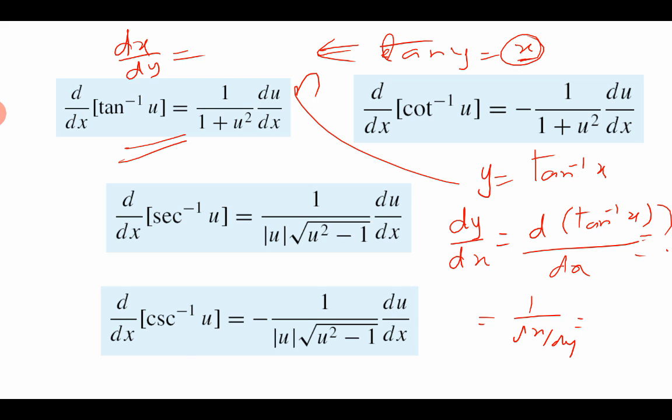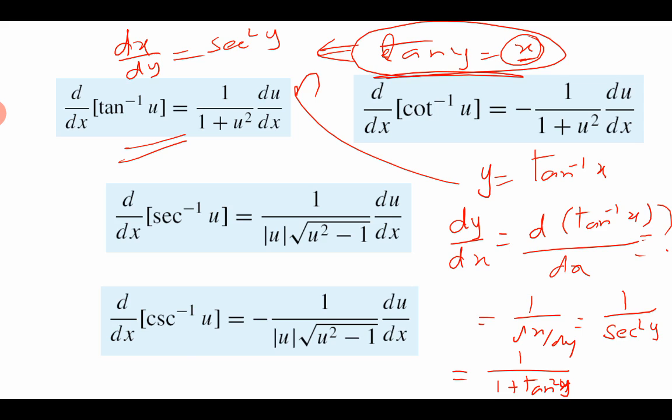Differentiate x with respect to y. So dx by dy is equal to secant square y. So here the answer dy by dx is 1 over secant square y. But we know secant square y can be written as 1 plus tan square y. But what is tan y? Tan y is x. So the answer here is 1 over 1 plus x square.